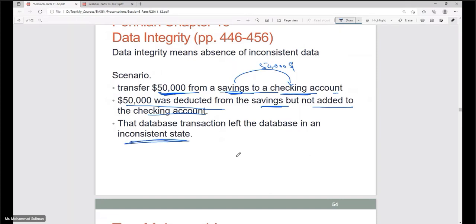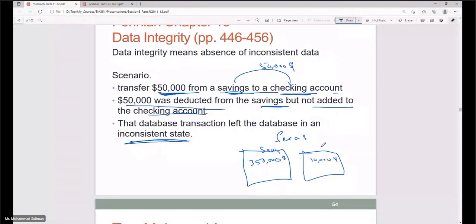Inconsistent state. There are two accounts of Mr. Firas. He has $350,000 in one account, which is a saving account, and in another account he has $10,000, which is a checking account. He wants to make a transfer of 50,000 from saving to checking account.